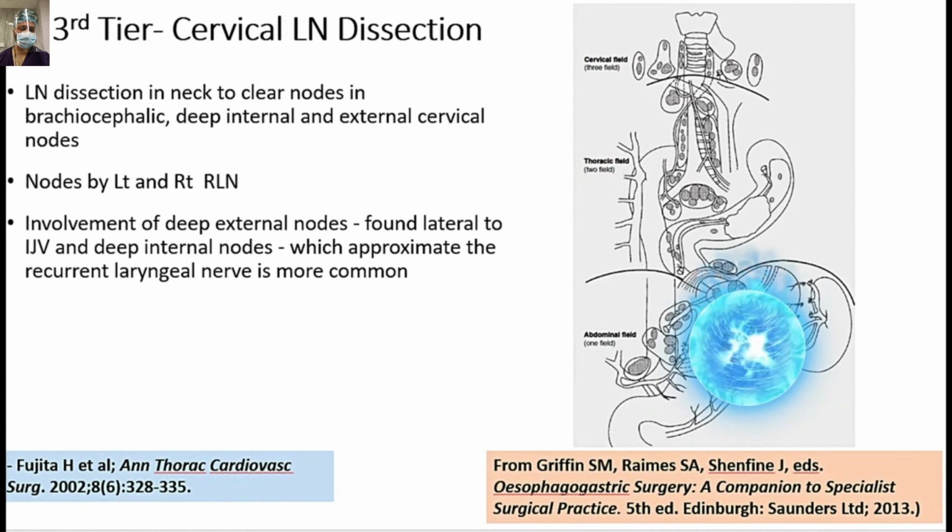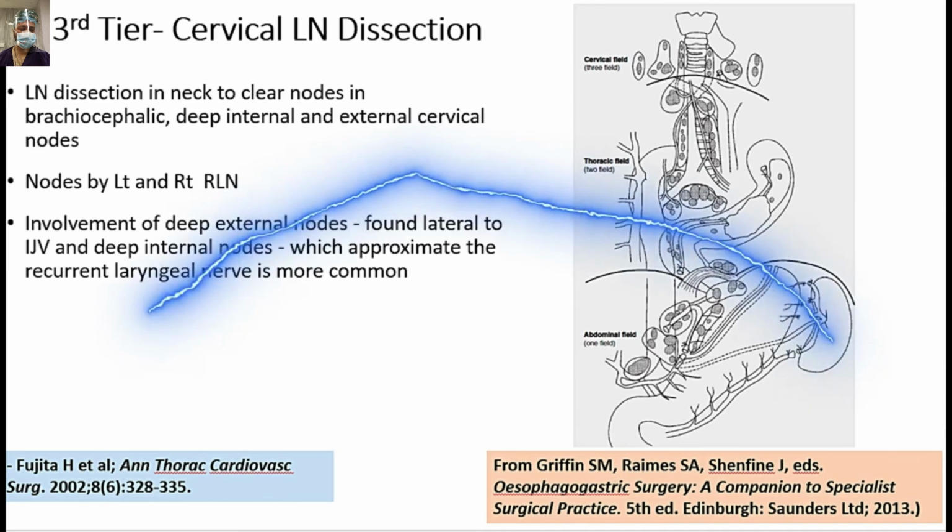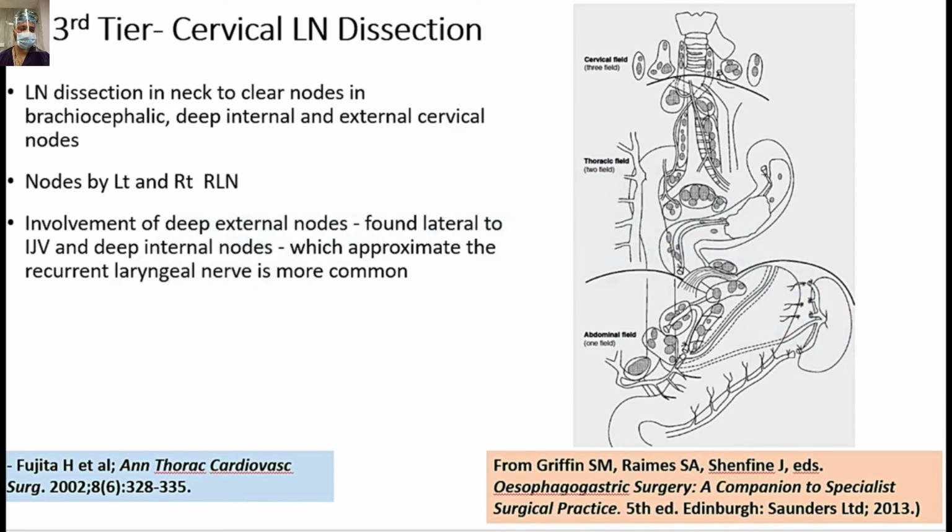The third tier, cervical lymph node dissection, is lymph node dissection in the neck to clear nodes in the brachiocephalic, deep internal, and external cervical nodes. Nodes at the left and right recurrent laryngeal nerves are cleared. Involvement of deep external nodes found lateral to the IJV and deep internal nodes which approximate the recurrent laryngeal nerve is more common. The relevant literature support I have given in this video. The viewers can go through these important landmark papers to further enhance their knowledge.